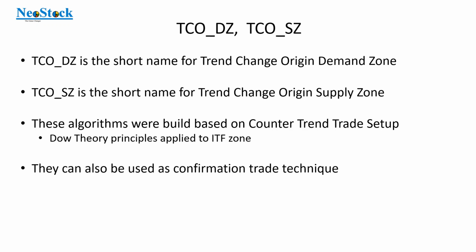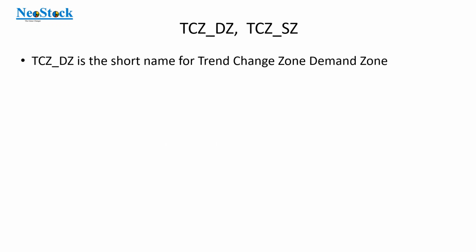So they can also be used from a confirmation trade point of view. From the confirmation trade point of view, several options are available. And the last one is TCZ_DZ, TCZ_SZ. This is exactly the same as TCO_DZ and TCO_SZ. A few minor changes you see at the software algorithm level, but at this point of time there is no difference between this one and the previous one. Only know the abbreviation of these names.